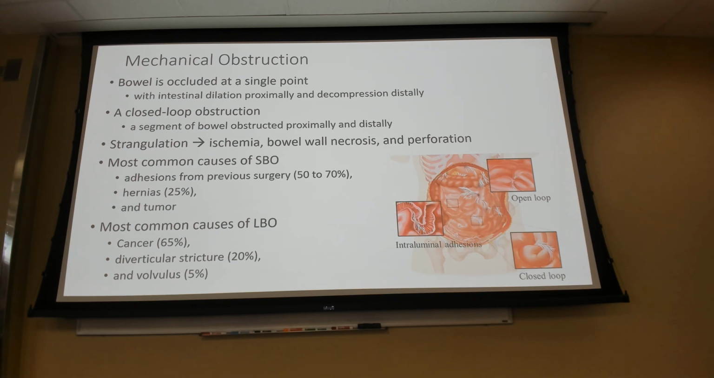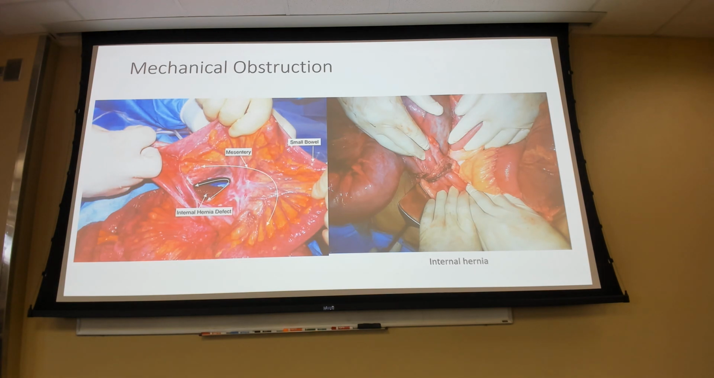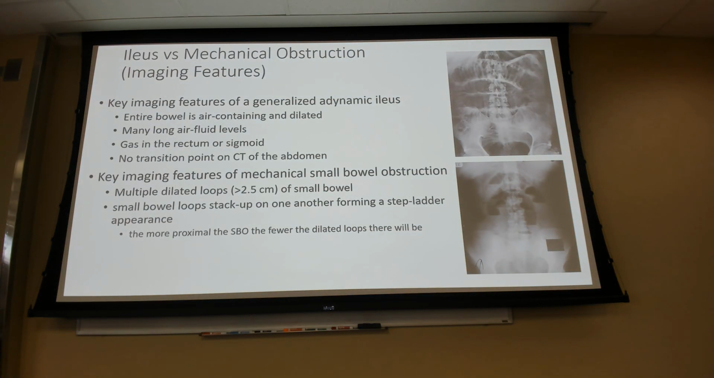And then large bowel obstruction, most common is cancer, followed by diverticular disease, and then some. Very rarely volvulus, but you will see volvulus, especially in a pediatric population. It's a more common one. And then there's a picture of the mechanical obstruction there during the surgery. Kind of gross, right? All right.